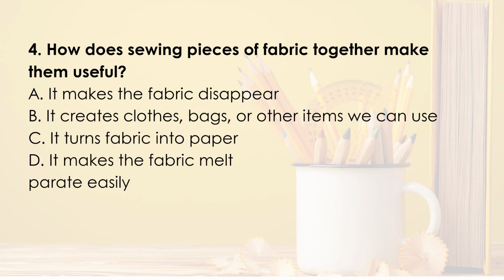Next, 4. How does sewing pieces of fabric together make them useful? A. It makes the fabric disappear. B. It creates clothes, bags, or other items we can use. C. It turns fabric into paper. D. It makes the fabric melt or separate easily. What is your answer, class? Okay, the answer is letter B. It creates clothes, bags, or other items we can use.